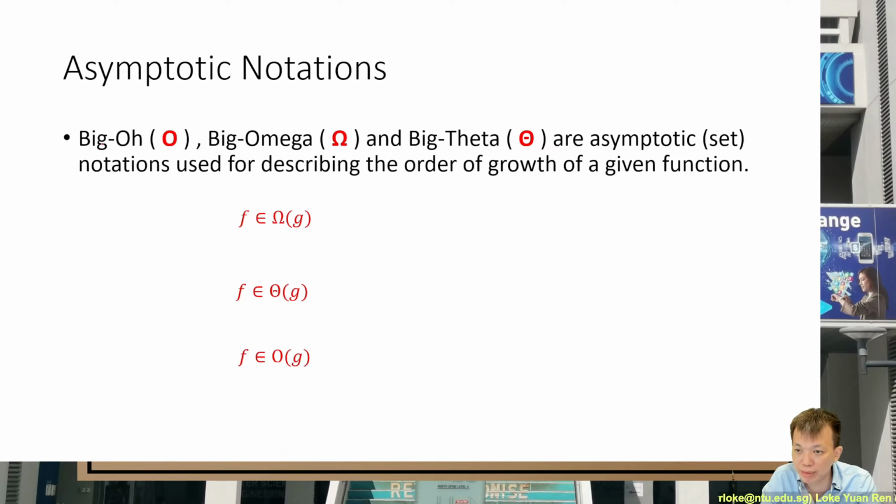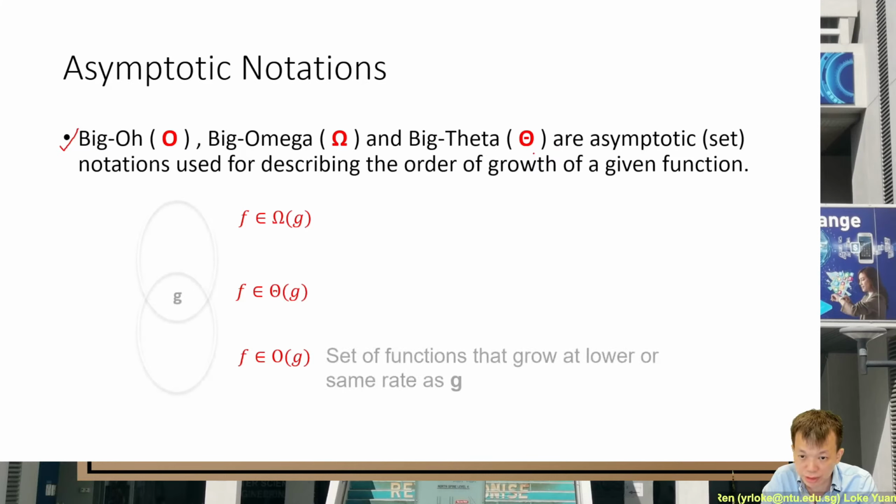You may have heard that online you can always see people talk about big O when they discuss a certain algorithm. The asymptotic notation is used for describing the order of growth, so very important is the order of growth of a given function. Typically you can classify this into 3 types. So take notes.